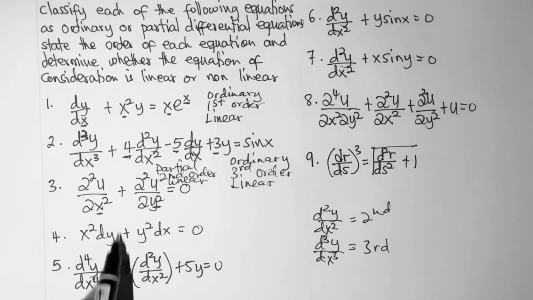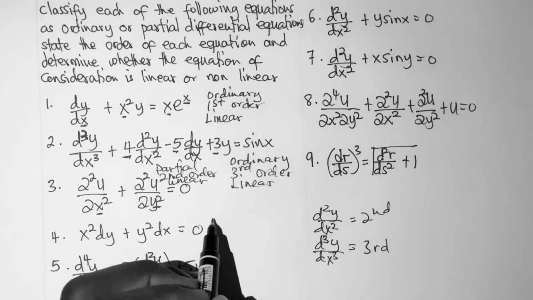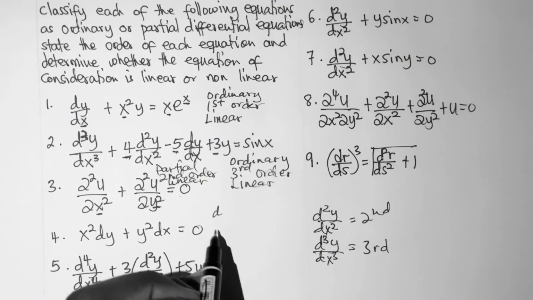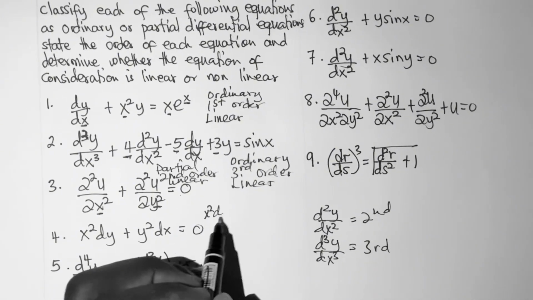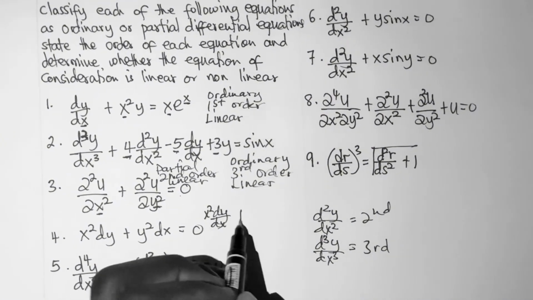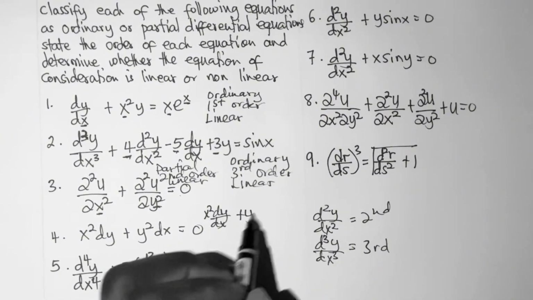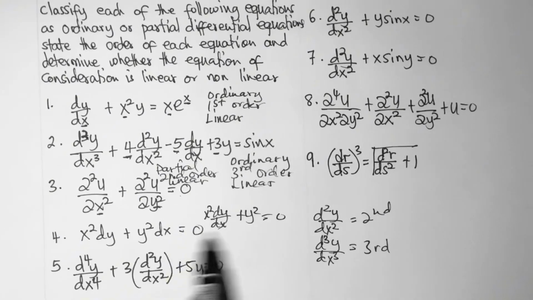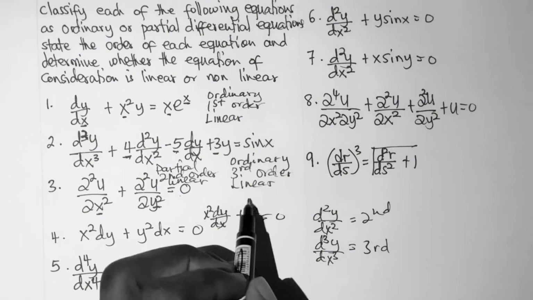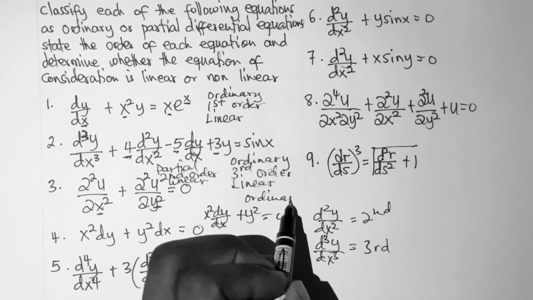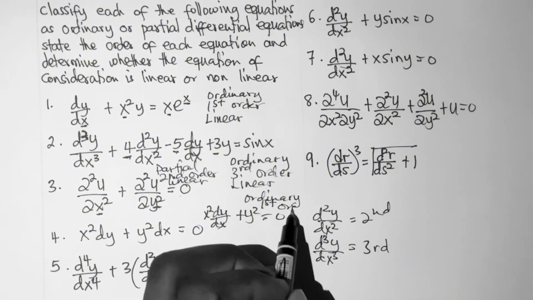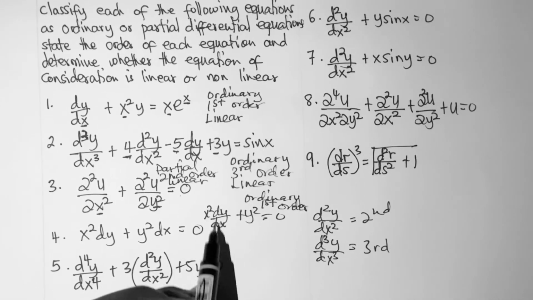Let's come to this place. Now with this one you can rewrite it, and if we rewrite it, it will become x squared dy dx, that is we are dividing through by dx, then plus y squared is equal to 0. So we've rewritten it in this form. So you can see that this is an ordinary differential equation. And then the second thing is the order, this is dy dx, so this is first order. And then the last one is whether it's linear or non-linear.